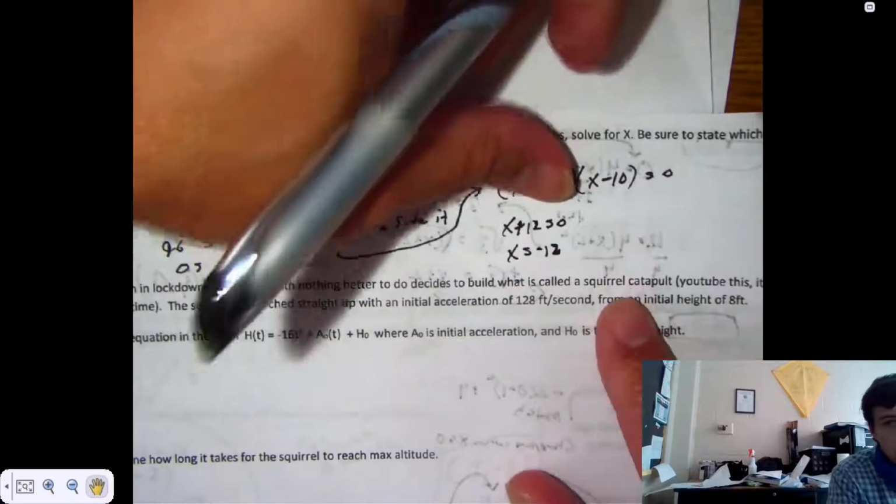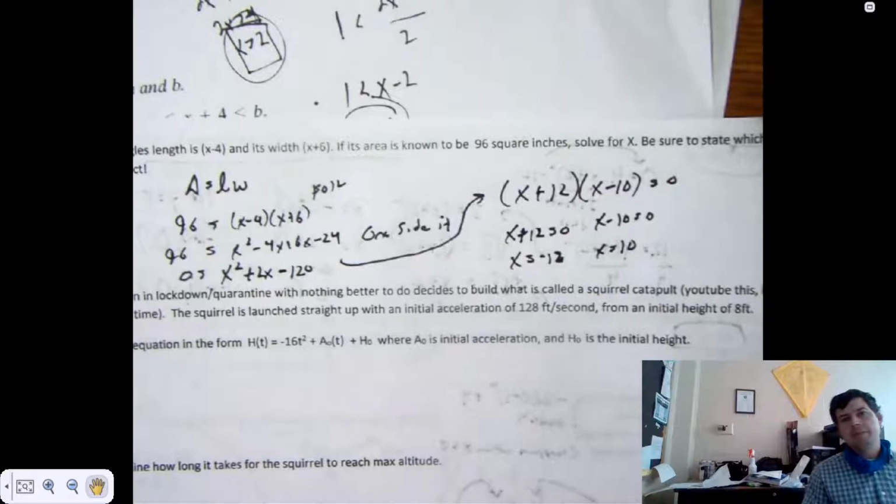So we use the cover-up method, and we know that x plus 12 is 0, so we know that x is negative 12. We use the cover-up method here. We know that x minus 10 is 0, so x is 10. Now, only one of those answers makes a lick of sense. It's this one.